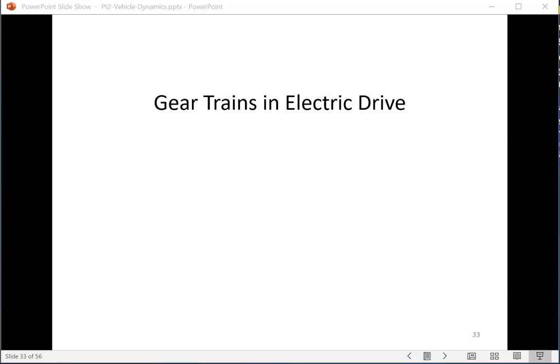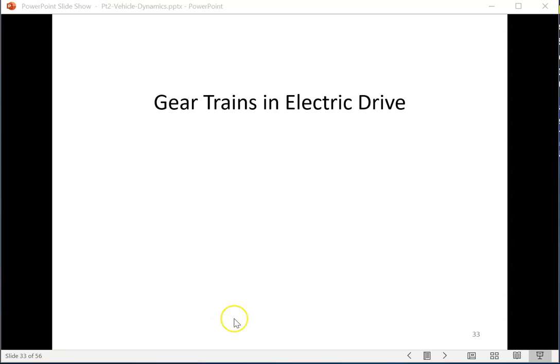Now, in this third part, I'm going to go through the specific design issues and their consequences of gear train design in electrical drives. So rather than saying we know everything, over here we're going to look at some of the characteristics and the typical configurations for electrical drives. Okay.